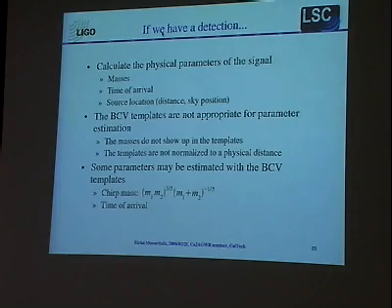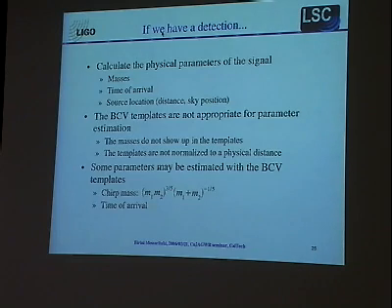Now, what happens if we do have a detection? What do we want to do with that? We want to calculate the physical parameters of the signal. The main things that we want to calculate are the masses, the time of arrival, and the source location. I mentioned previously that the BCV templates are not appropriate for parameter estimation. They were not constructed with that in mind, so the masses don't show up in the templates. But some parameters may still be estimated with the BCV templates with some accuracy.